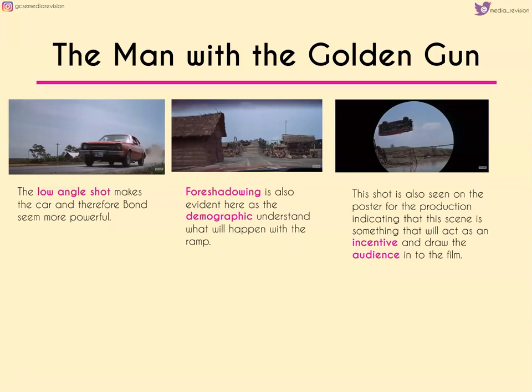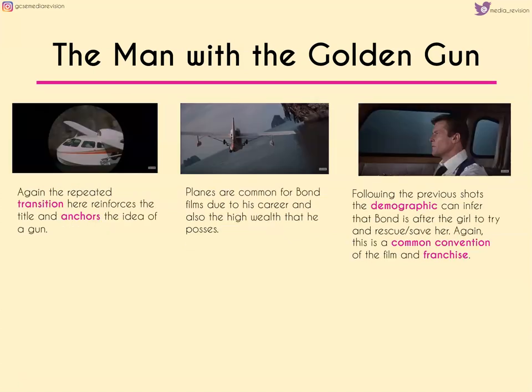In contrast, we then get this low angle shot, which makes the car and obviously Bond, who's in it, seem more powerful. We also get this element of foreshadowing when we see the ramp because we know what's going to happen. And actually the shot of the car going up the ramp and off the ramp, as we can see in that final frame, is something that's included on the poster. Now the fact that it's included in the trailer and the poster indicates that this is going to be quite an important part of the film and perhaps something that's going to draw the audience in further.